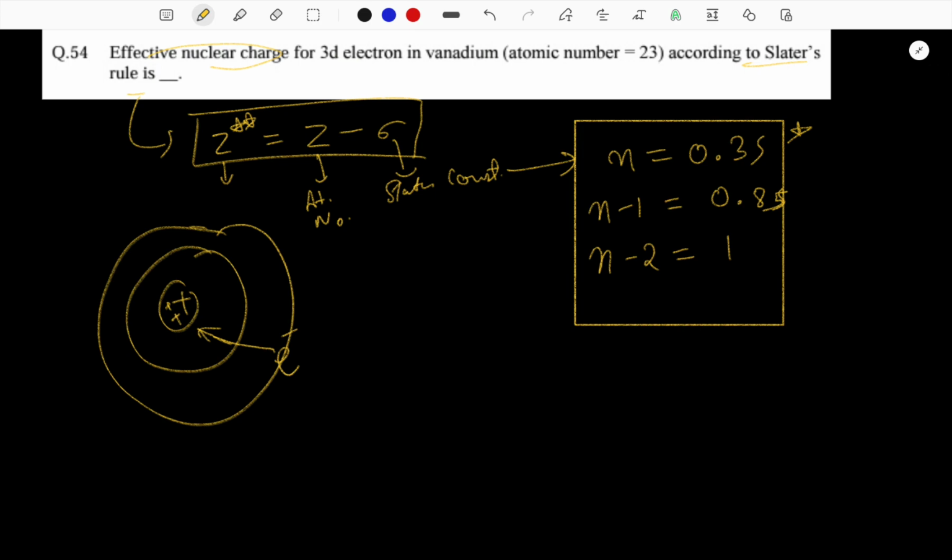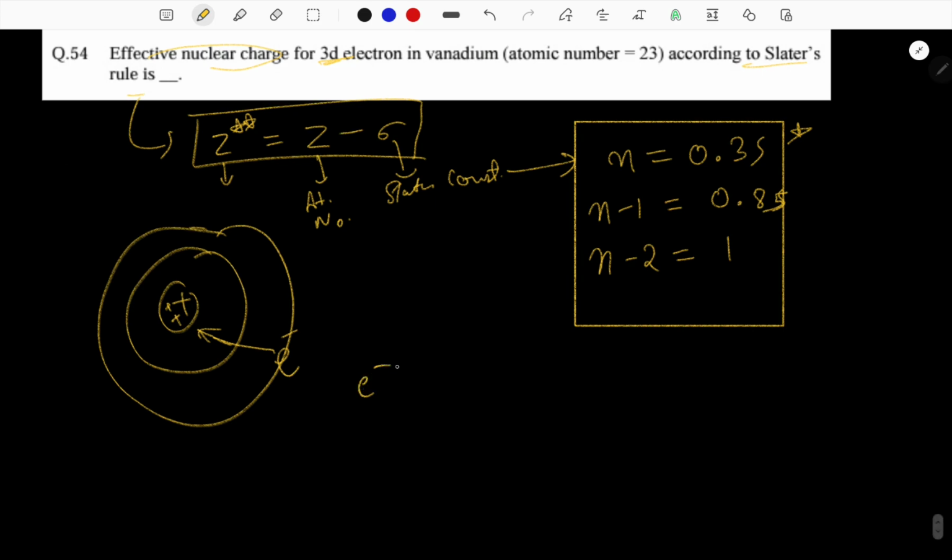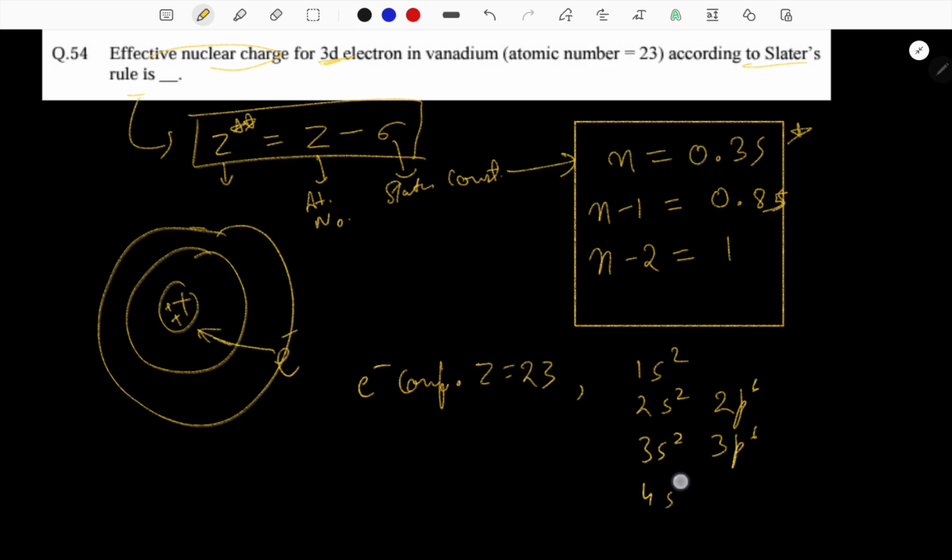For example, we have to calculate for the 3d electrons. First you need to know the configuration; without knowing the electronic configuration you can't solve such a question. For Z equals 23, the configuration is 1s2, 2s2, 2p6, 3s2, 3p6, 4s2 and 3d3. You can count it: 2, 4, 10, 12, 18, 20, plus 3, that is 23. This is the entire electronic configuration.